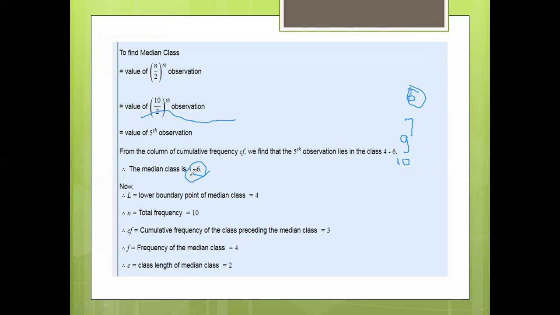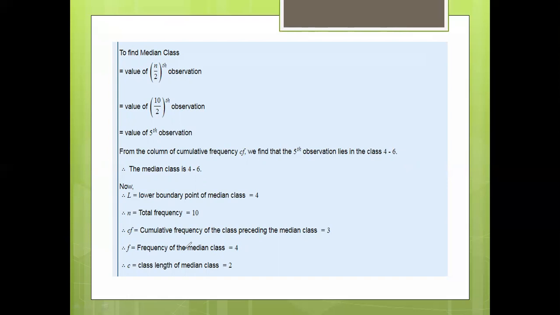In the last lecture we saw about this upper limit and lower limit. 4 is the lower limit, that is L. Total frequency, that is N, is equal to कितना आया था? Sum is 10. Then CF is the cumulative frequency of the class preceding the median class. Means जो भी आपको class मिला है, उसका जो भी preceding frequency है, cumulative frequency, that is 3. So which is CF. Next is frequency of the median class, which is 4.